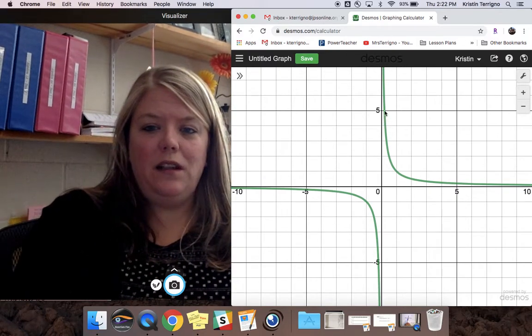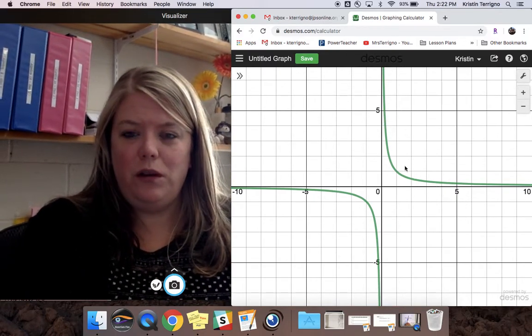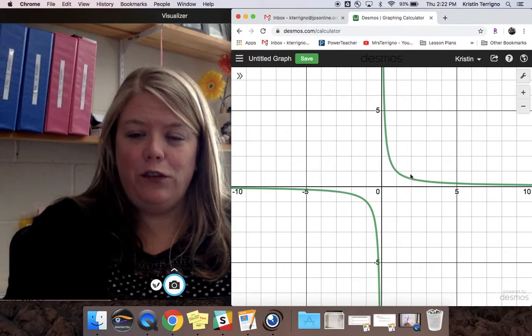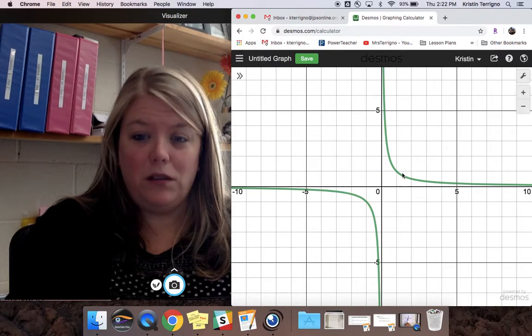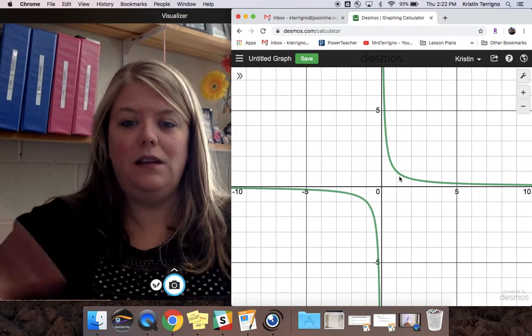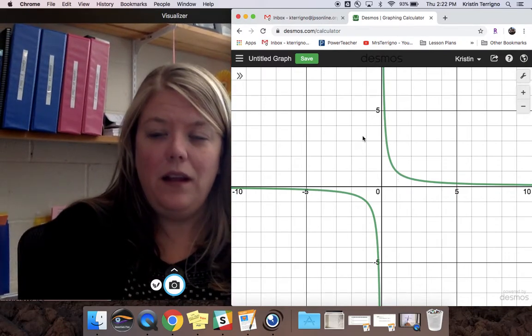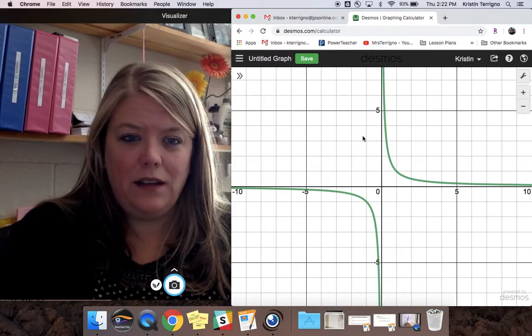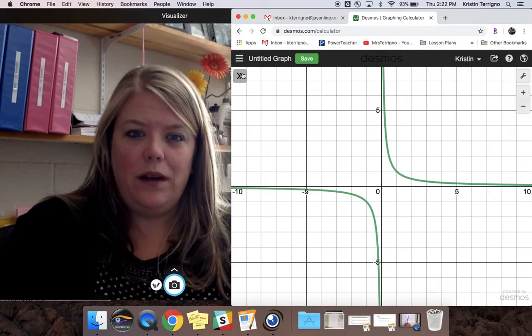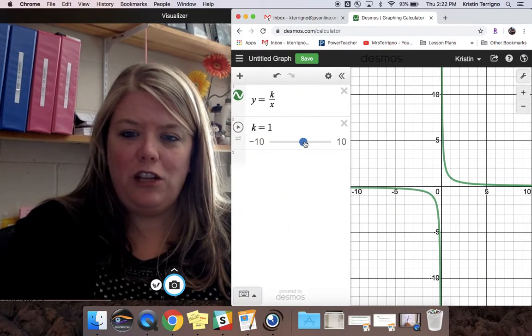So you can see that this graph has kind of a funky curve to it, right? It kind of skims right along the axes. This is probably the first graph you've ever seen that's in two different parts. There's two different pieces to this function, two completely separate halves to the graph. This is what's called a hyperbola. And you'll be able to write that word down in just a minute when you see the rest of the video. But that slider lets me change the value of k.